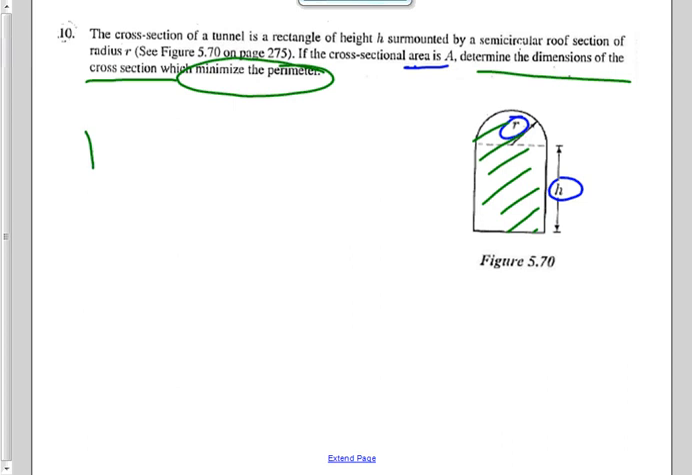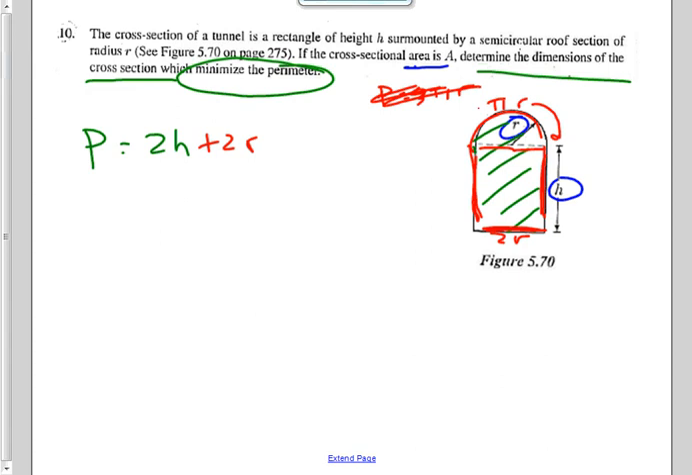Okay, well, let's get an expression for the perimeter. The perimeter is going to be 2h for that, plus 2r for this. That's r, this is r, that's 2r. And then the perimeter of half a circle, well, we know that the perimeter of a circle is 2 pi r. So the perimeter for half a circle is just going to be pi r. So this distance here is pi r.